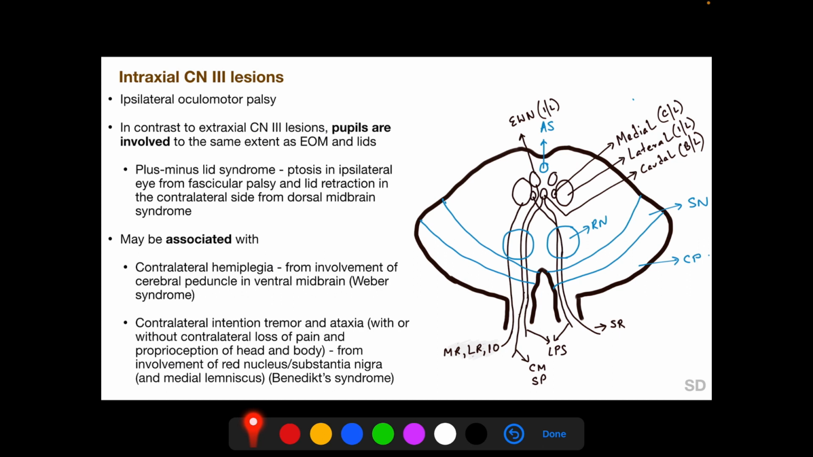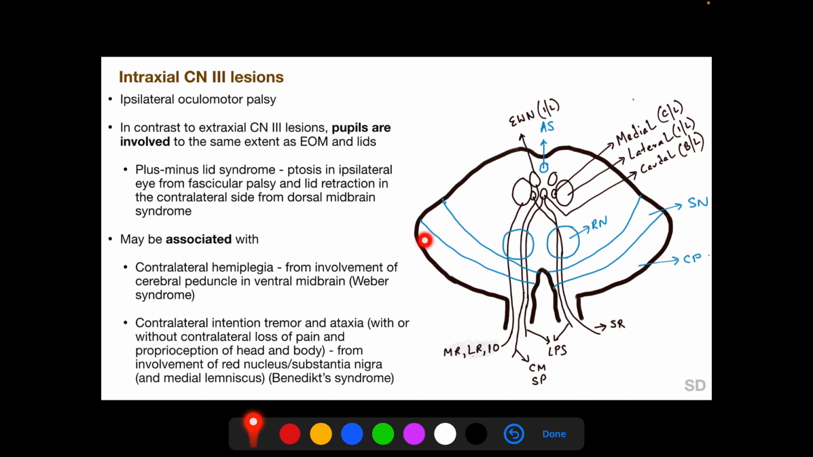In plus-minus lid syndrome, there is ptosis in the ipsilateral eye and lid retraction in the contralateral eye. The ptosis in the ipsilateral eye results from lesion of the intraaxial portion of the cranial nerve 3, and the lid retraction in the contralateral side arises from the lesion also causing dorsal midbrain syndrome. A lesion involving the intraaxial portion of cranial nerve 3 may also involve the adjacent structures.